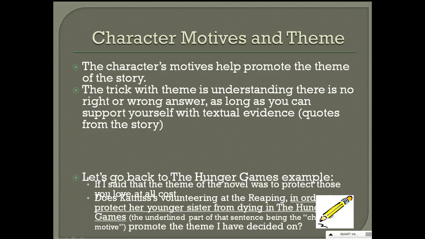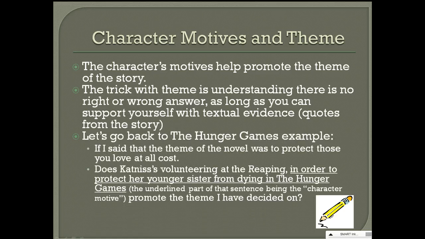So again, I'm going to go back to the Hunger Games as an example. If you said that the theme of the novel was to protect those you love at all cost, there's no right or wrong in that. And in fact, we could pick several themes from the story. I mean, you could talk about the consequence of the government controlling all these outlying districts. That's fine too. That works as a theme too. But you have to be able to explain why you feel that way.